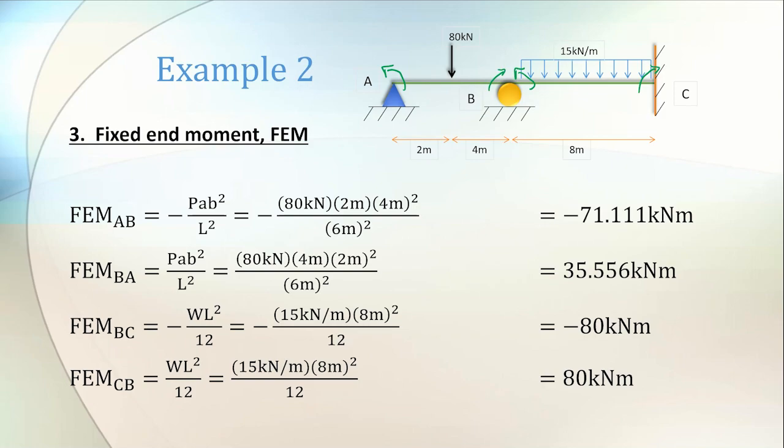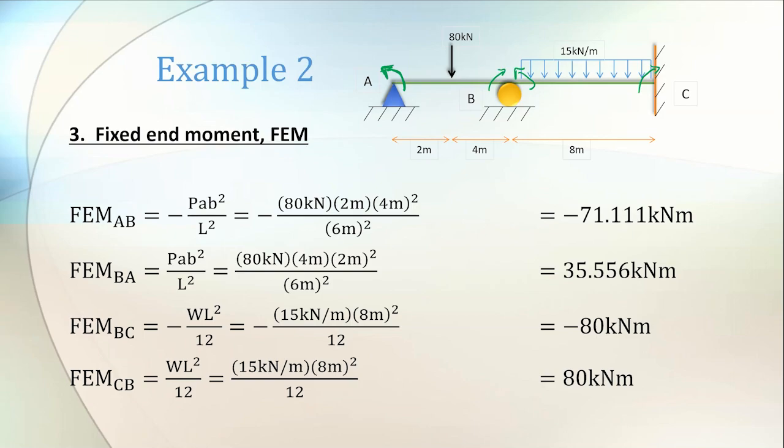Okay, jangan assume cara lain. This is the way the direction goes. For FEMAB, this is from point A to point B. This is point load. So when it is point load, the formula is PAB square over L square. The P is 80, okay, and negative because we assume this one for FEMAB it is counterclockwise, that's why it is negative. So 80 kilonewton, and you have to times the value of A.